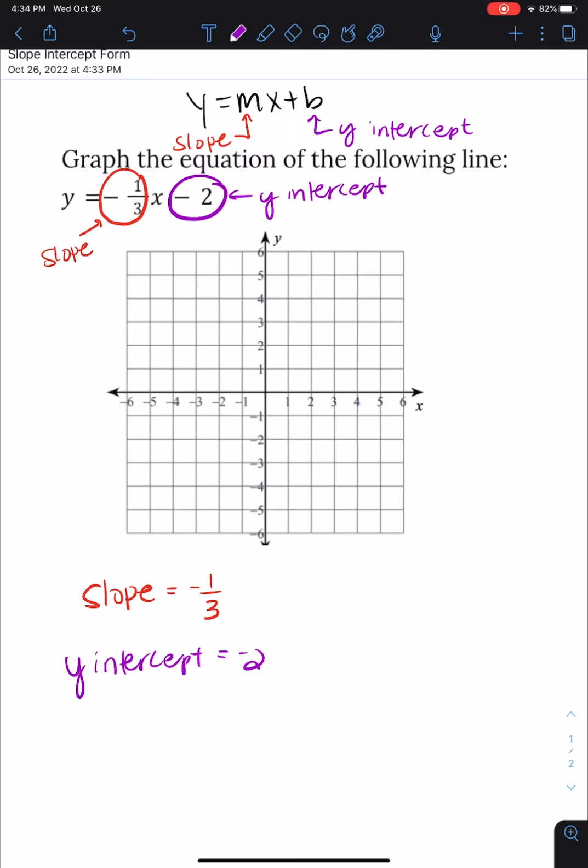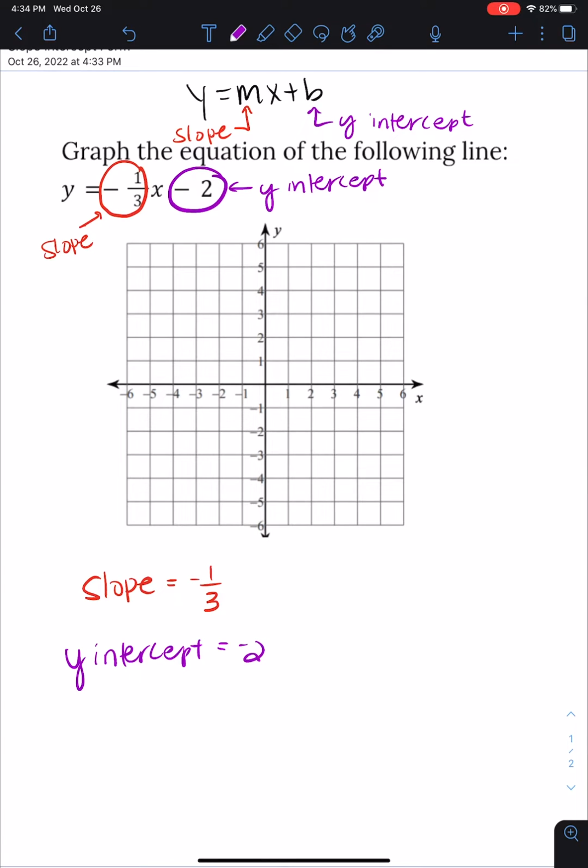So we're going to start with the y-intercept. It's almost like we can think about it like a starting point, right? Because the y-intercept is just a point on the line. So this is when x is equal to 0 and y is equal to negative 2. So we can go to the point (0, negative 2). Again, it's where x is equal to 0 and y is equal to negative 2.